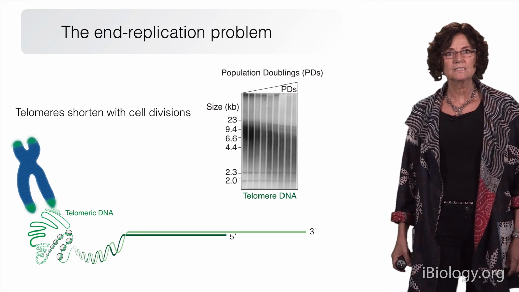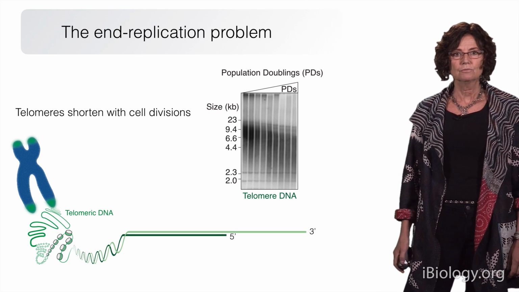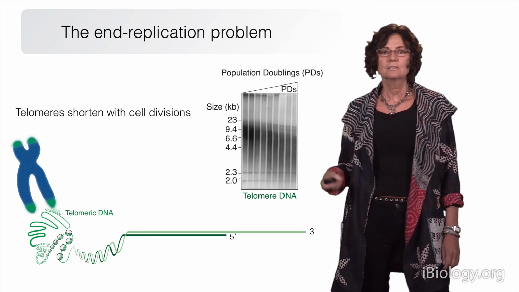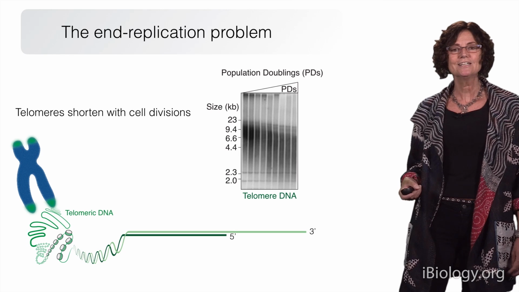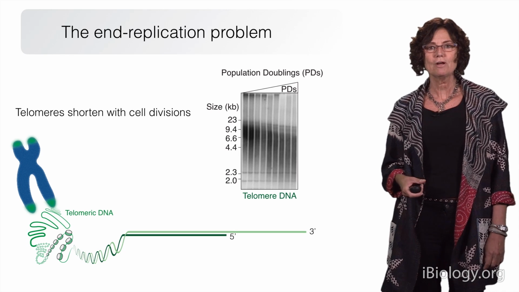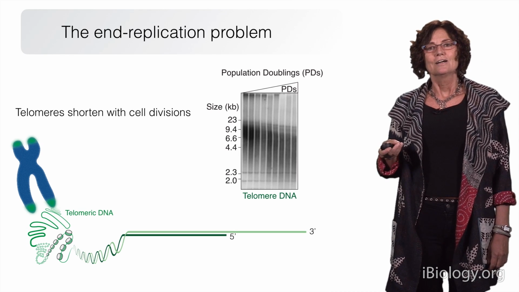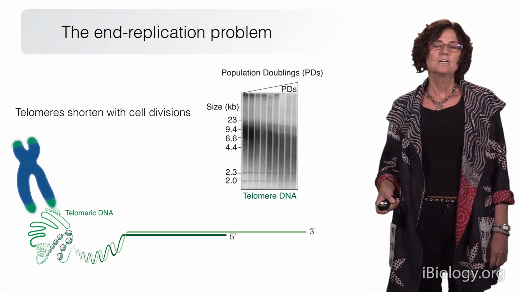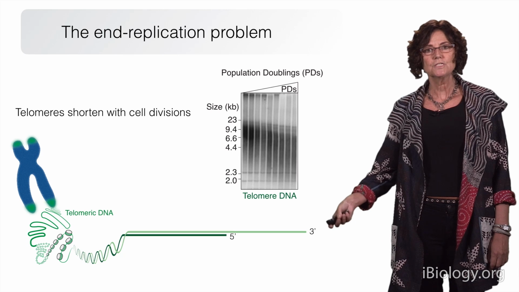So one problem solved, but in fact, there is a second problem with telomeres, and that is the problem that telomeres shorten with cell divisions. So in this Southern blot, an old-fashioned technique that my lab still proudly uses, we look at the telomeres of primary human cells that are undergoing numerous cell divisions.